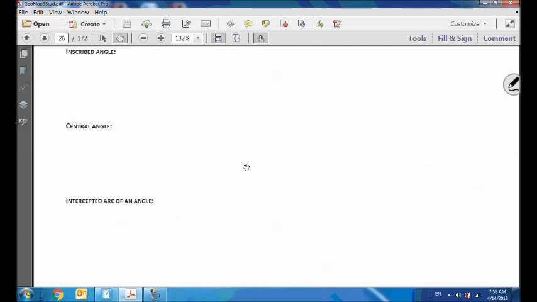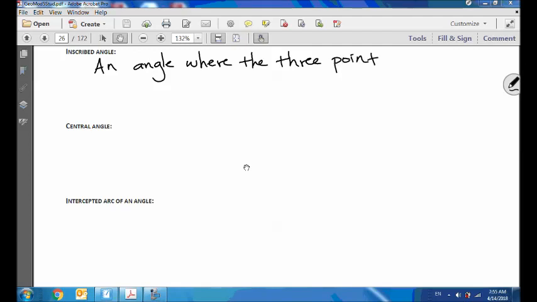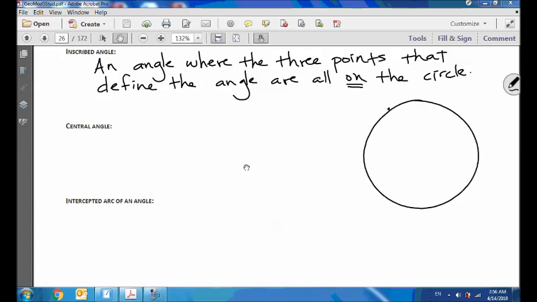An inscribed angle is where the 3 points that define that angle are all on the circle. So here's a picture over here, and angle ABC is an inscribed angle because most specifically B is on the circle. Okay, and we usually see it where the other 2 points A and C are also on the circle. But the most important piece is that angle B right here is on the circle.